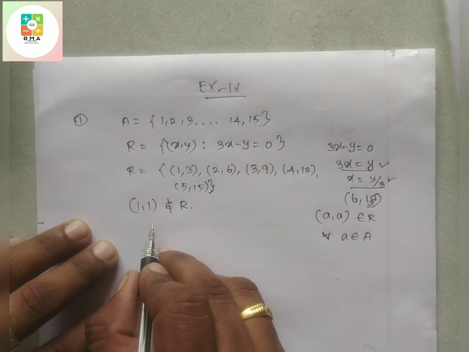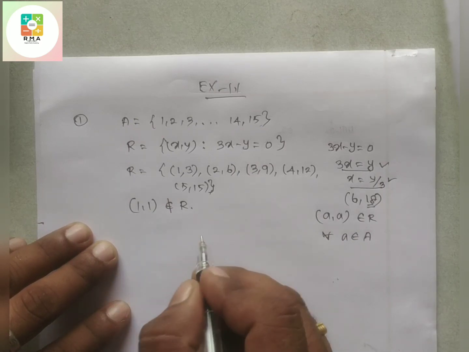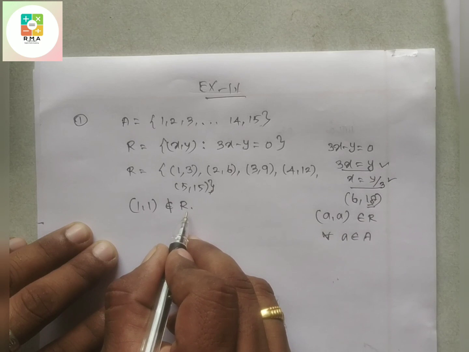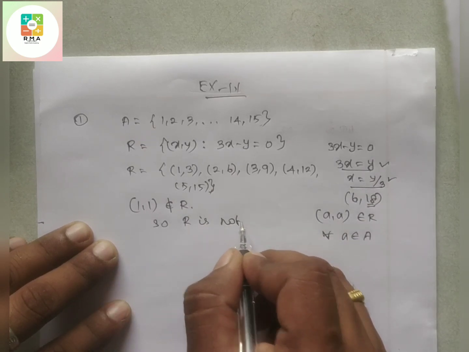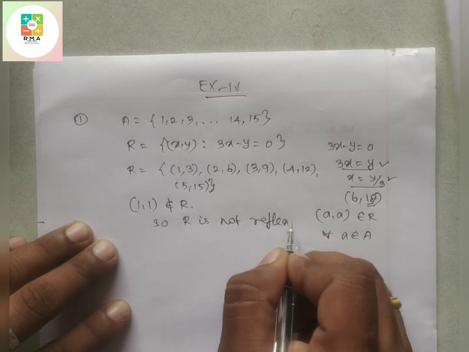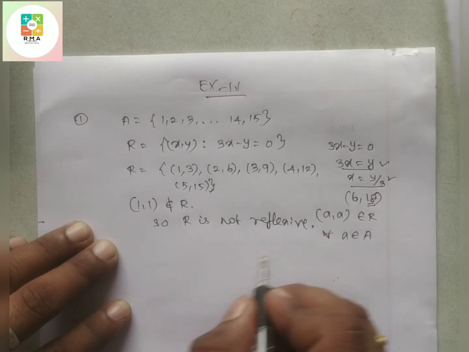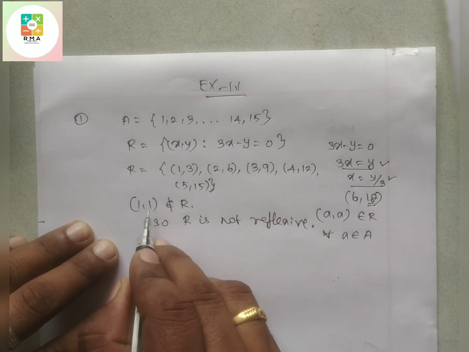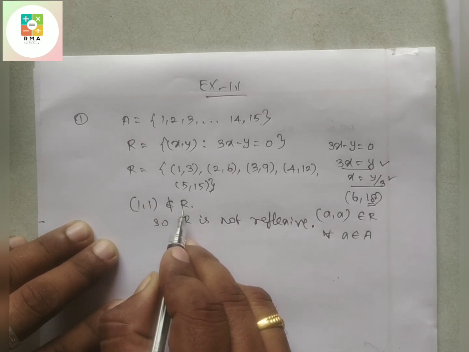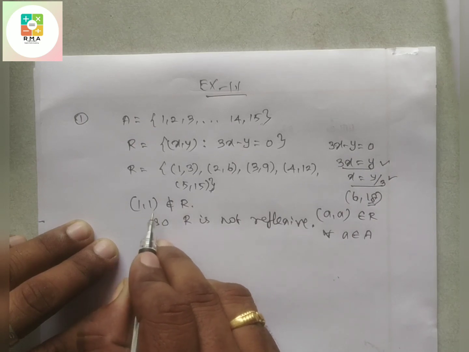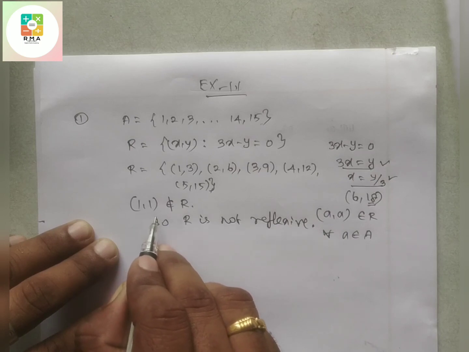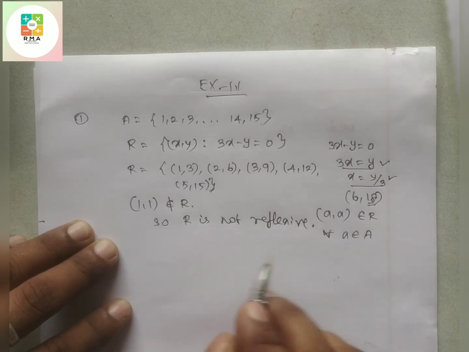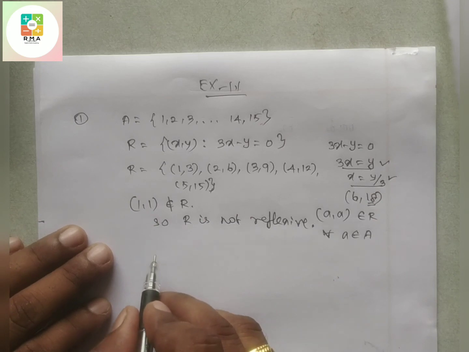Only one example is enough to prove that it is not reflexive. So (1, 1) does not belong to R. So I can say that R is not reflexive. Suppose I can give another example. (2, 2) also does not belong to R. (3, 3) does not belong to R. Like that, as many examples as possible we can give, but only one example is enough to prove that it is not reflexive. So reflexivity over.